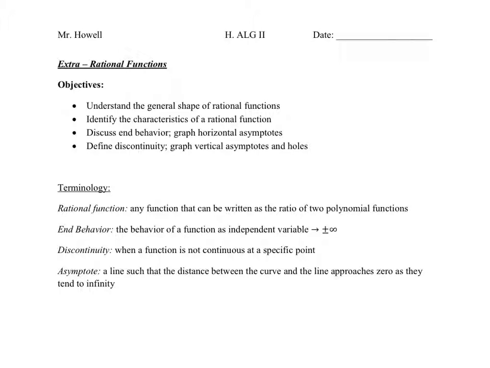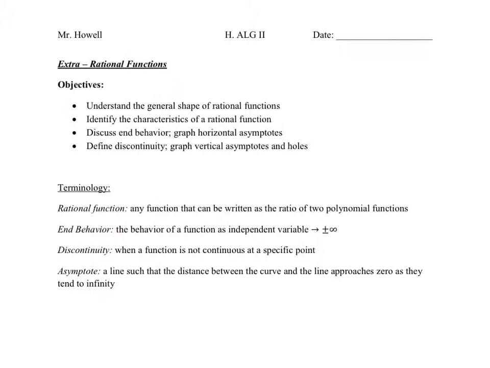So if we start with a rational function, clearly it's any function that can be written as the ratio of two functions. What's a ratio, though? What's another word for a ratio? A fraction. So the same thing we've been saying. A rational function is the ratio of two polynomial functions. All it means is it's a fraction. There's something in the top with a variable, something in the bottom with a variable.